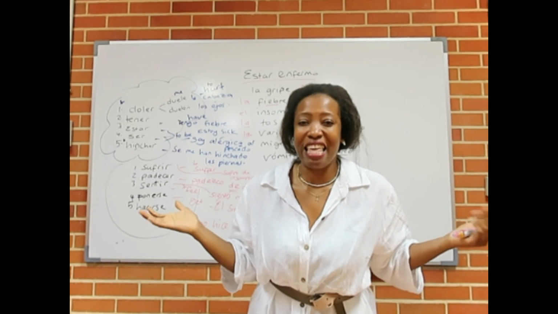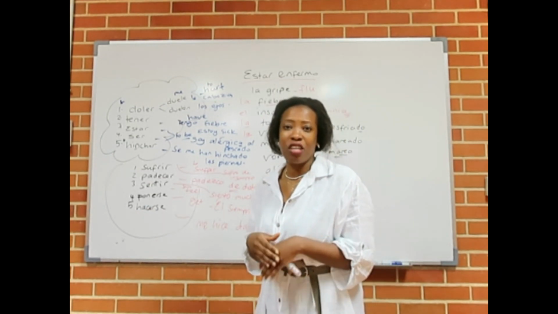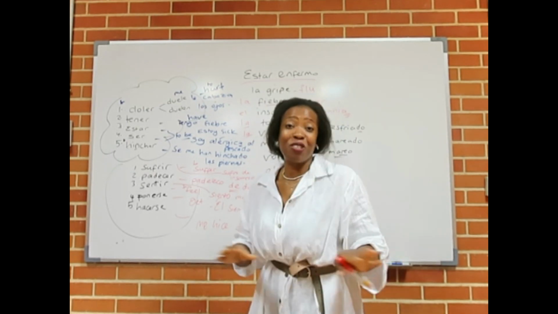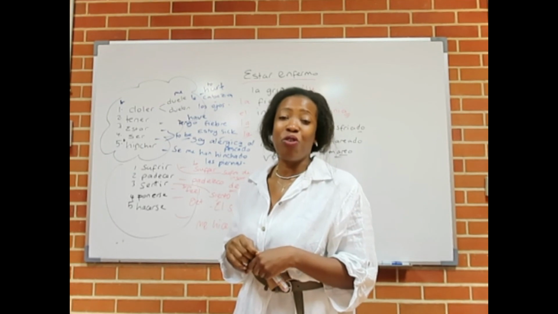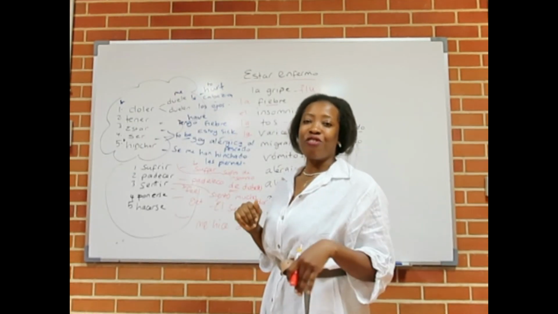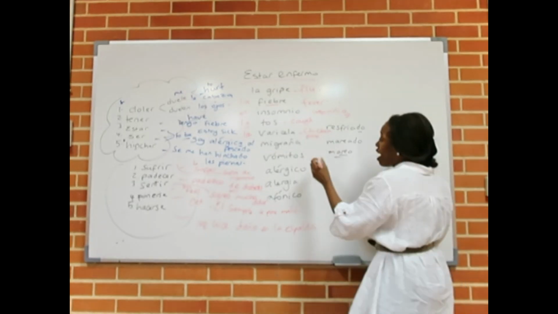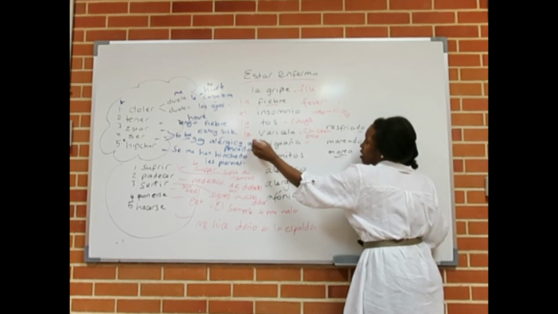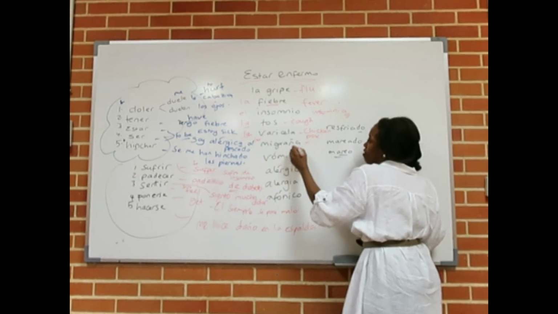Y fue varicela. Fue la varicela. It was just a chicken pox. It was horrible. So it's actually better if you get it when you're younger rather than when you're older, because it's just horrendous. Anyways, moving on. The next one we have is quite easy, migraña, which is una migraña, so it's la otra vez. It's a migraine.